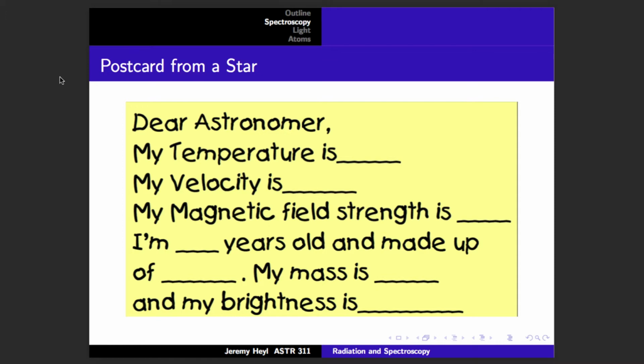We can measure how fast it's moving relative to us. We can infer whether it has a magnetic field and how strong that magnetic field is. Those are things we can measure almost directly from the spectrum. If we model the spectrum, we can figure out how old the star is. We can figure out what materials make up that star and in what proportions.